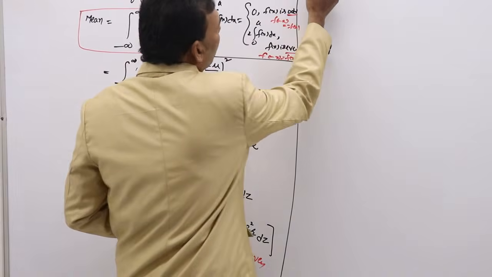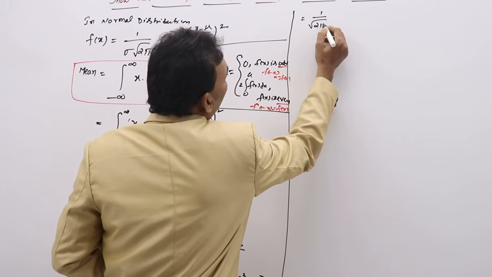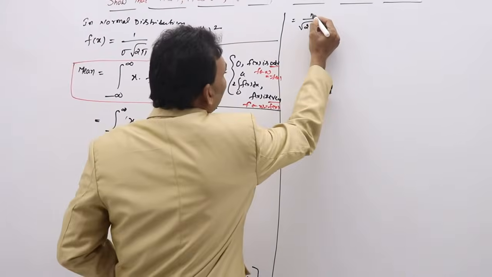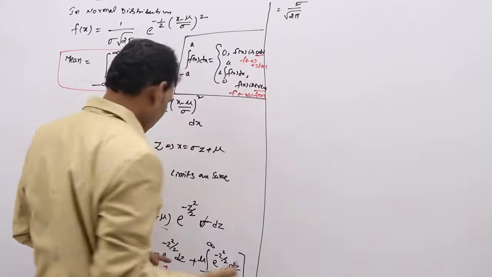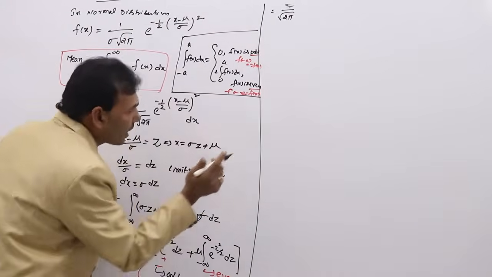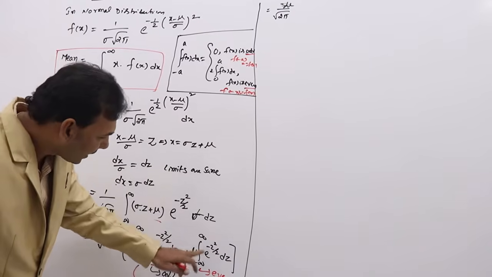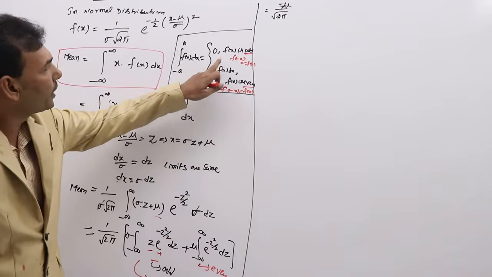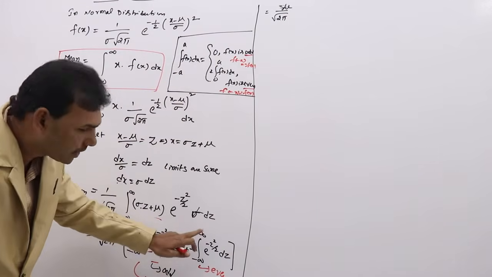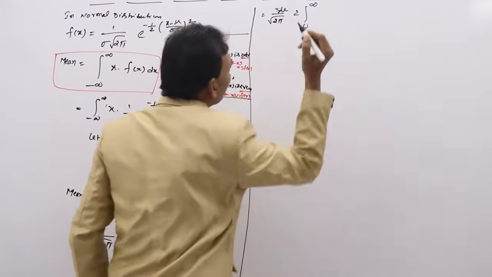What is left over now? 1 by root 2 pi, sigma is there. I am writing sigma as a constant. So this is 0, right? Sorry, this is 0. Here mu you are having. Mu is constant. The integral limits will be like this: minus a to a becomes 2 integral 0 to a, so minus infinity to infinity becomes 2 integral 0 to infinity.